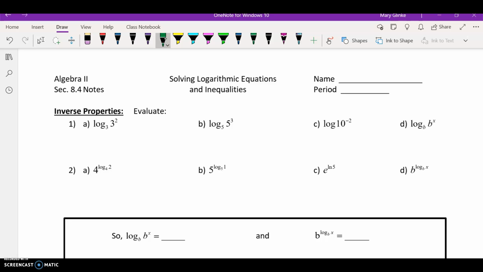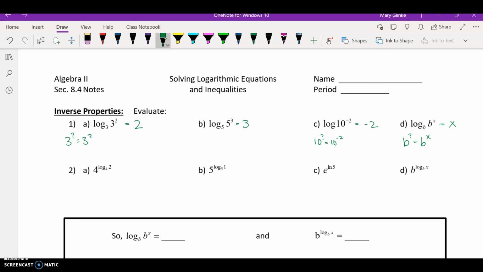Okay, so for number 1, we are saying 3 to some power equals 3 squared, so the answer to number 1a has to be 2. For part B, 5 to some power equals 5 to the third power. Well, that has to be a 3. Part C here, 10 to some power equals 10 to the negative second. Well, that's only true if that equals negative 2. And part D, b to some power equals b to the x is only true if that equals x.